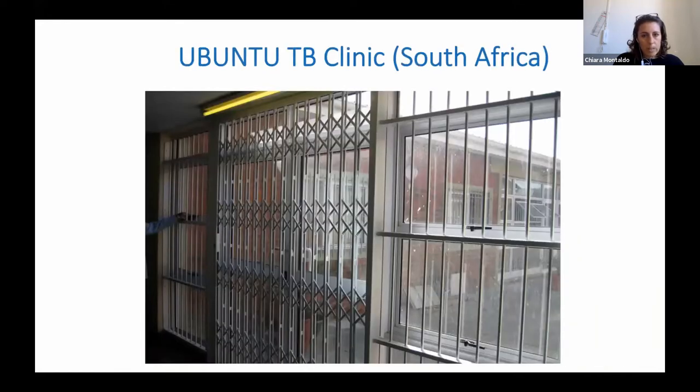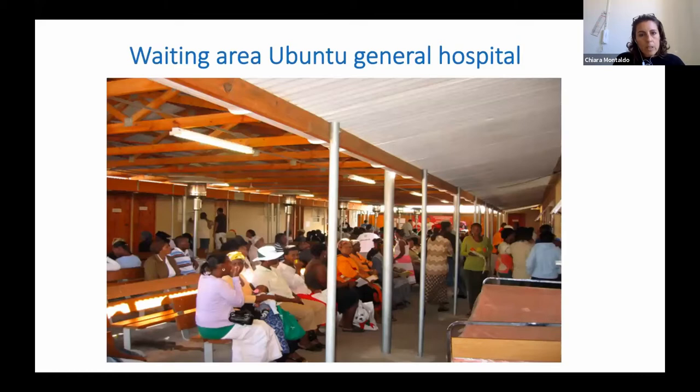This is the same clinic. As you can see, some of the walls were made completely of windows, really with the intention to ensure good ventilation. This was the waiting area of the general hospital. I don't know if it's possible to see from the picture, but there is a shelter, while the walls are free. It's an open space actually.